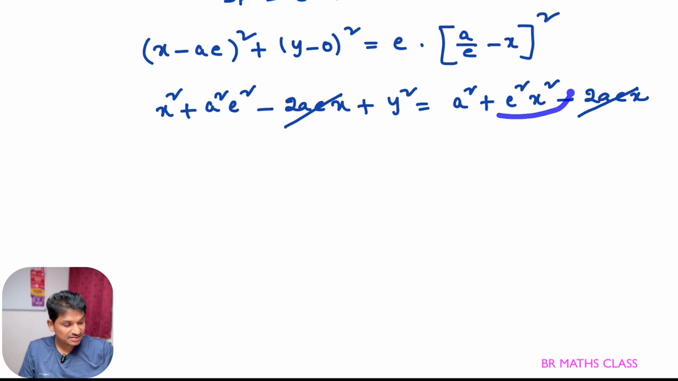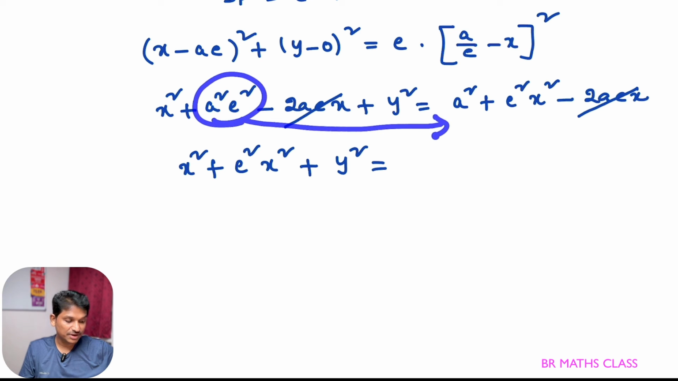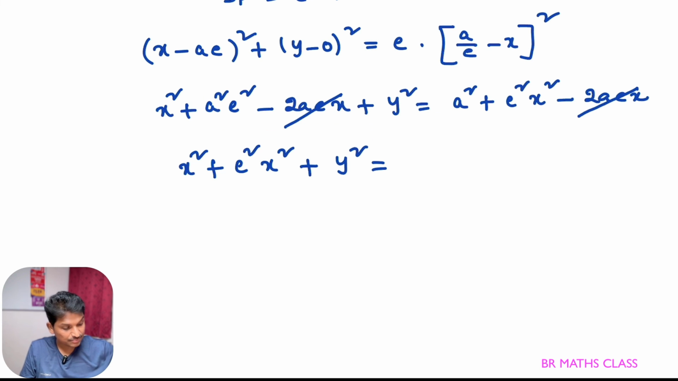You take this term, e square x square, to the left hand side, right? So what you will get? x square plus e square into x square plus y square. Here this term is there, na? You take this term to the right hand side, then this plus will become minus. Okay, here a square minus a square e square.